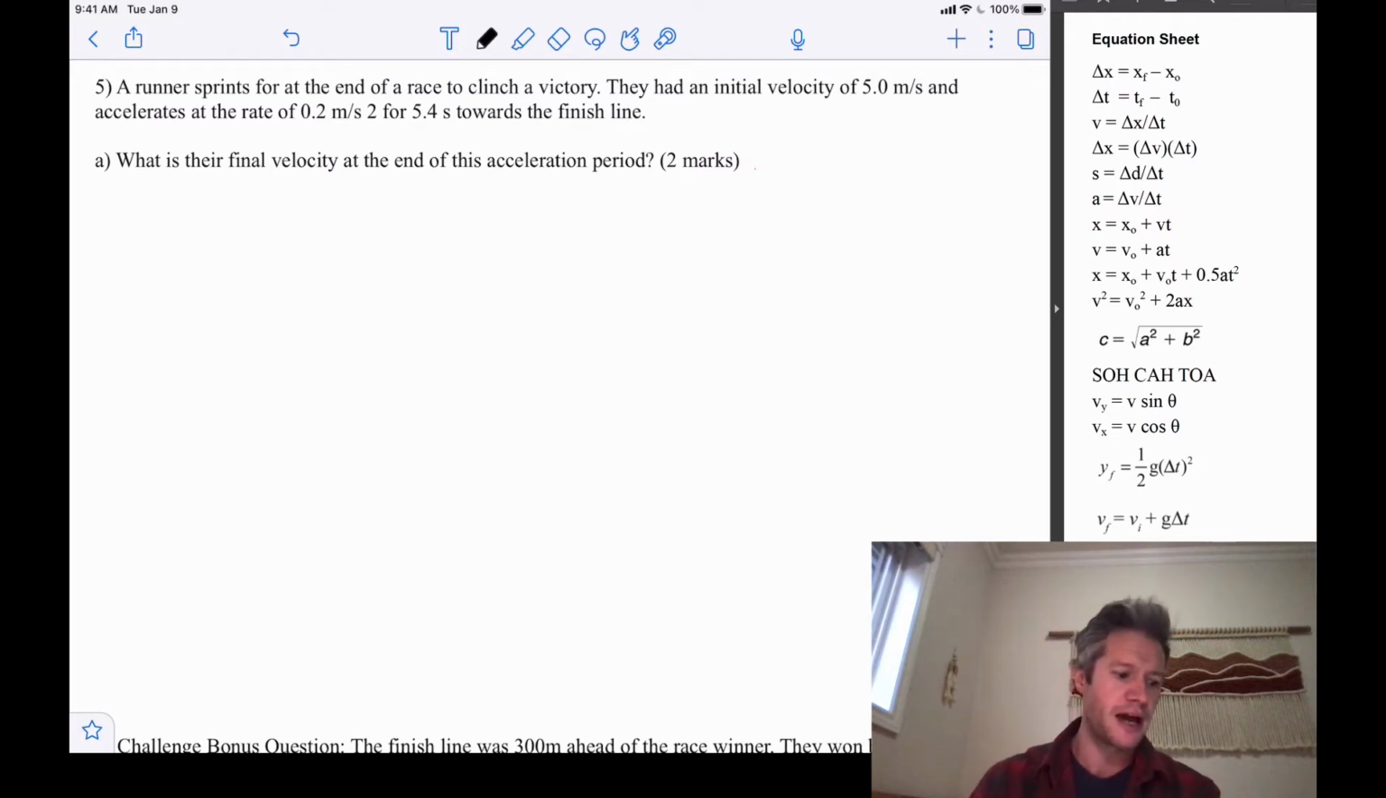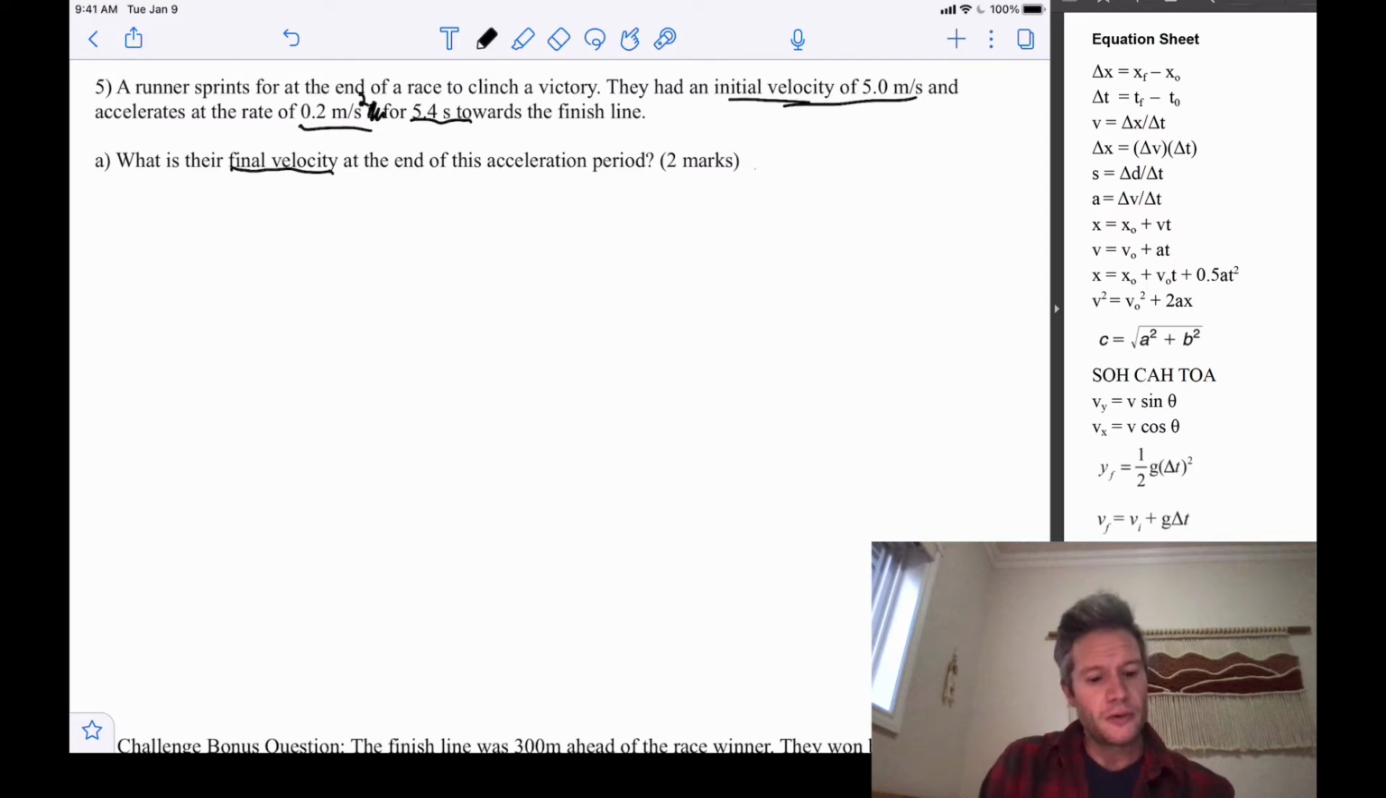What do we have here? Well, we have a runner who sprints at the end of the race to clinch a victory. Okay, they had an initial velocity of 5 meters per second and accelerated at a rate of 0.2 meters per second squared for 5.4 seconds towards the line. What is their final velocity, so VF, at the end of this acceleration period?